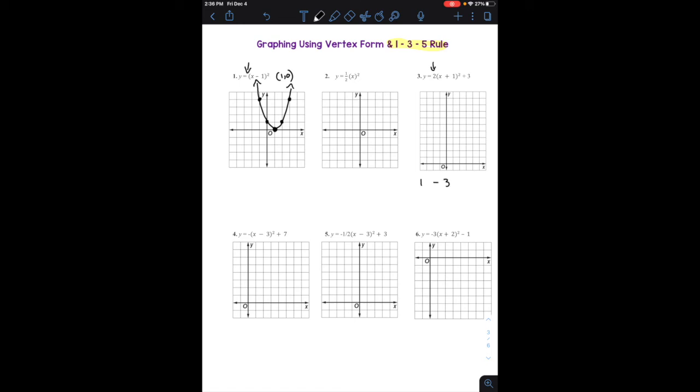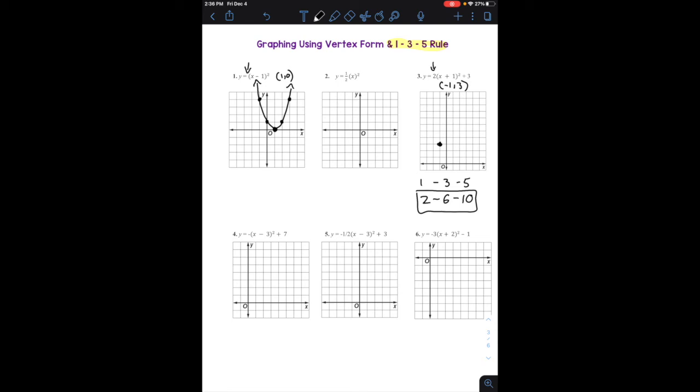Instead of using the 1-3-5 rule, what we're going to do is multiply 1-3-5 by 2, and we're going to use the 2-6-10 rule. Once I plot my vertex, we're going to go over 1 unit to the right, up 2, over 1 unit to the right, up 6, and if we have enough space, we would go over, up 10. Our vertex here is (-1, 3), so I'm going to go ahead and plot (-1, 3): 1, 2, 3. And again, now use our new pattern, multiplying it by 2: 2, 6, 10.